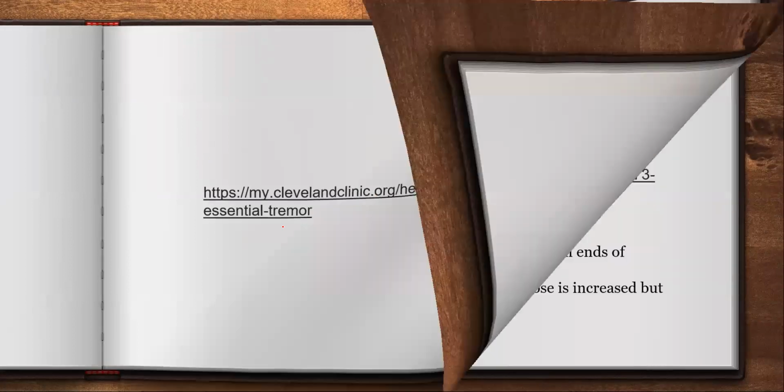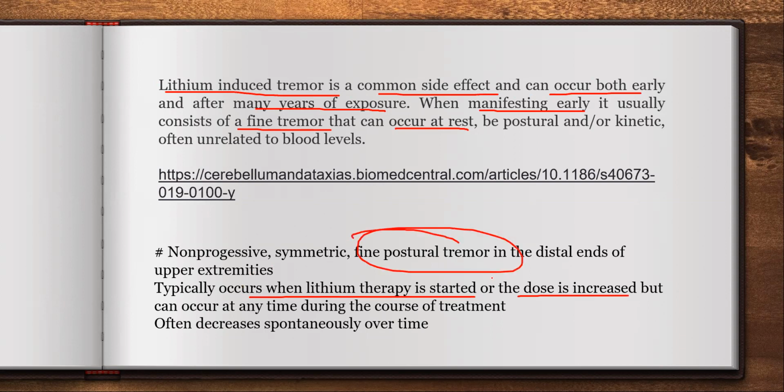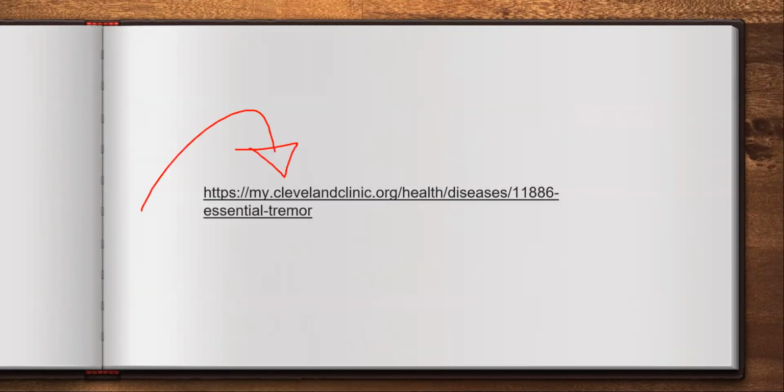It's very important. Now, have a look at lithium-induced tremor. Lithium-induced tremor is a common side effect and can happen early, even after many years of exposure. When manifesting early, it can be a fine tremor that can even occur at rest. Sometimes this fine tremor can get complicated with an action tremor later on. It typically occurs when lithium therapy is started or sometimes when the dose is increased. So you will find a kind of fine postural tremor. That goes with our option also.